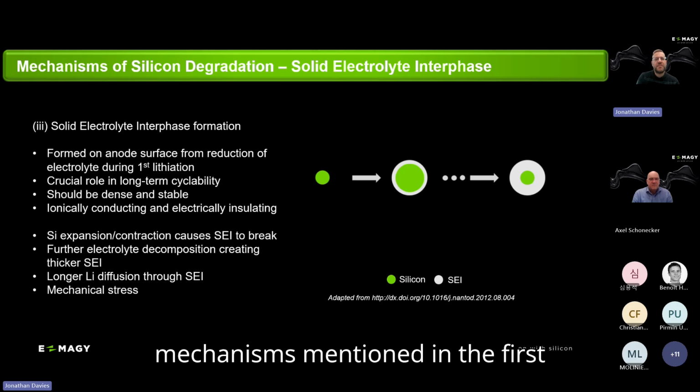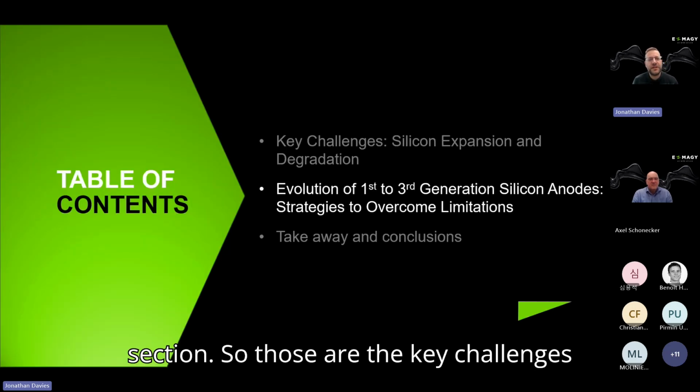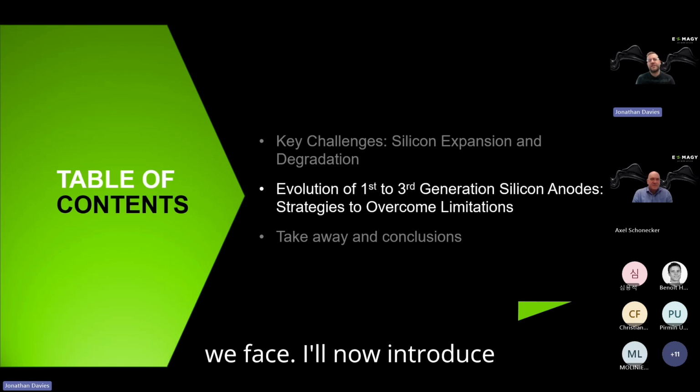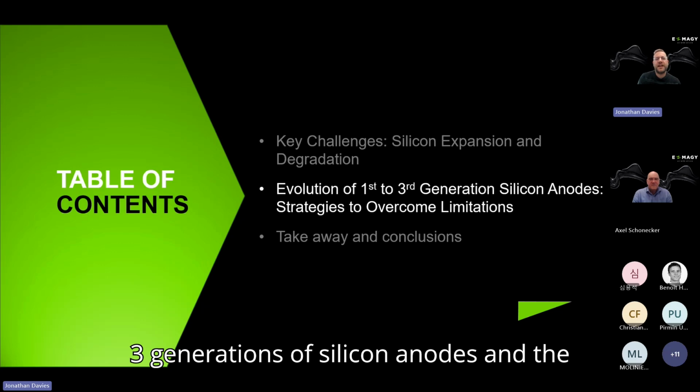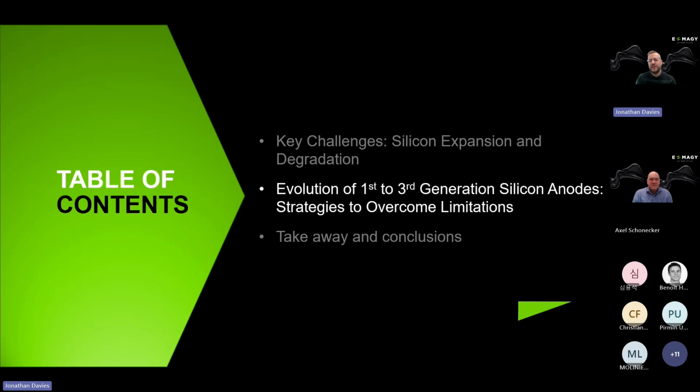So these are the three main mechanisms mentioned in the first section. So those are the key challenges we face. I'll now introduce the three generations of silicon anodes and the strategies that are being used to overcome the limitations.